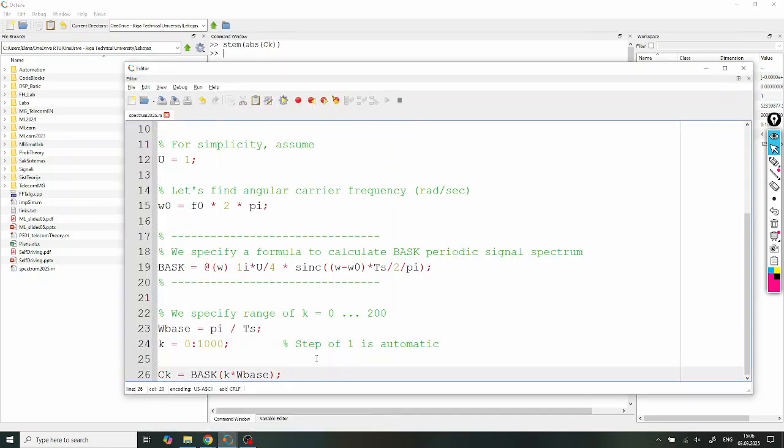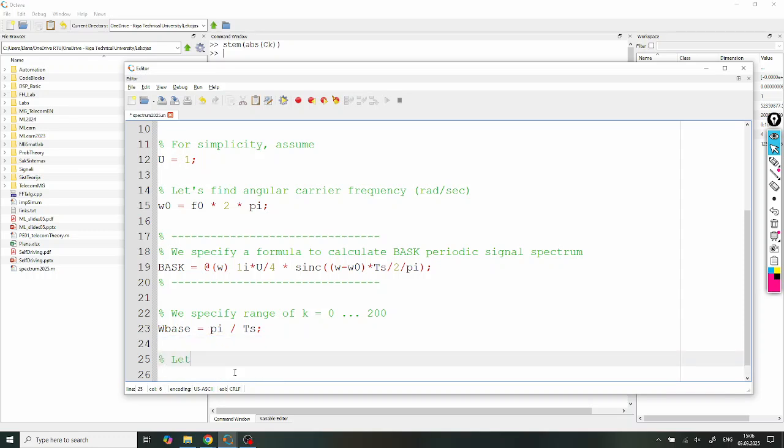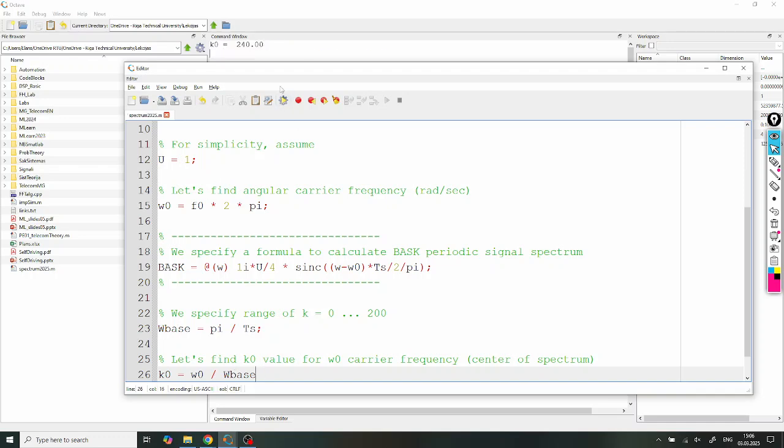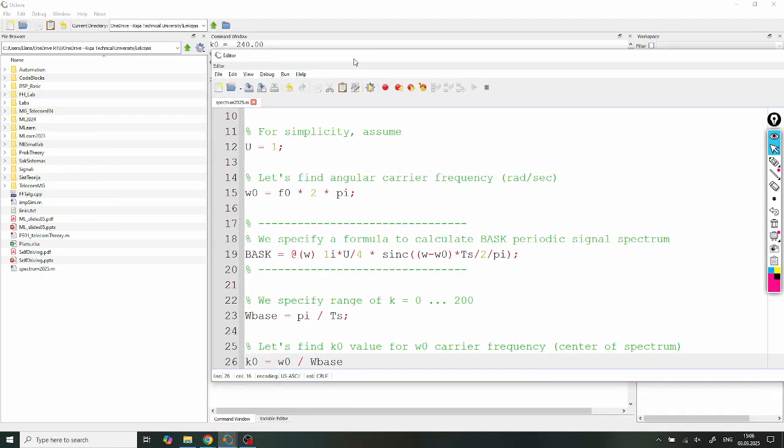And accordingly, I'm going to erase that part. So let's find k0 value for omega 0 carrier frequency. That's actually where frequency is a single one, where your spectrum will be located around center of your spectrum, yes? Essentially, center of spectrum. So k0 is, as I say, omega 0 versus omega base. Let me actually print it out to see what it equals. So k0 is actually 240, yes?